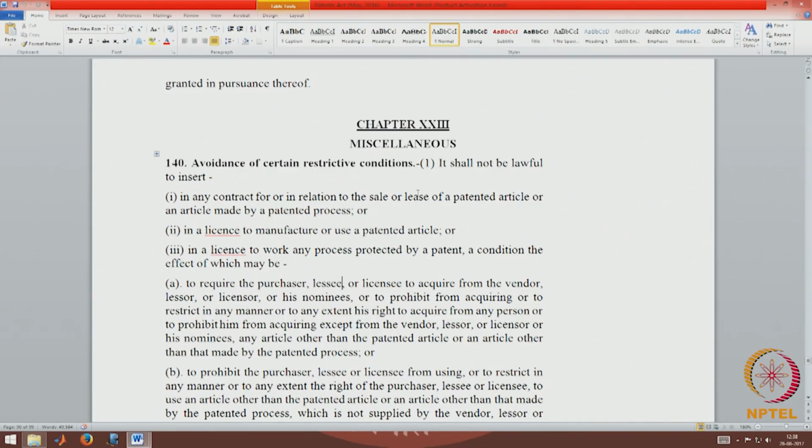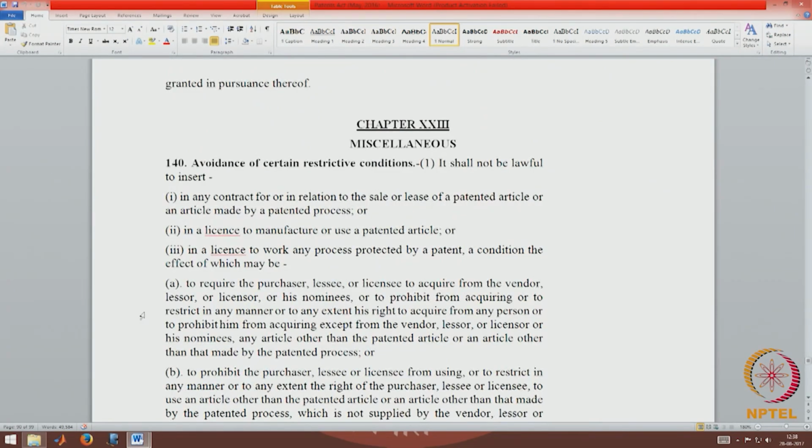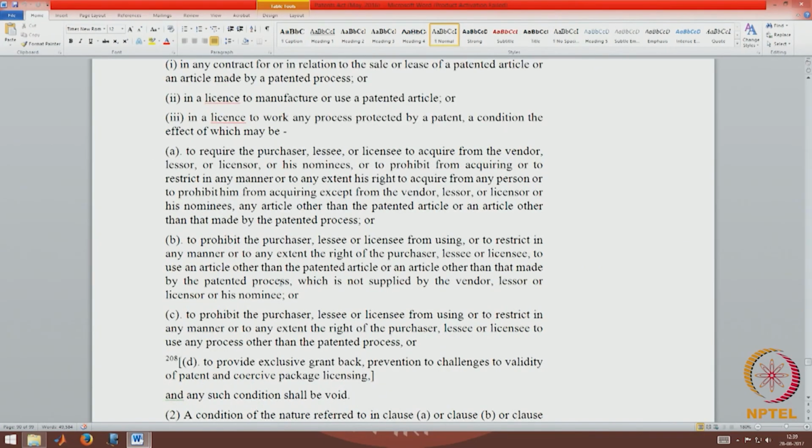Now, section 140 deals with avoidance of certain restrictive conditions. When you enter into a contract pertaining to a patent, you cannot have certain restrictive conditions, especially in a license, not so much in a sale or a lease, because a sale can be a conclusive sale of your rights, but we see this occur in cases of patent licensing. Some of the instances are mentioned here. You cannot provide for exclusive grant back, prevention of challenges to validity of a patent, or coercive package licensing.